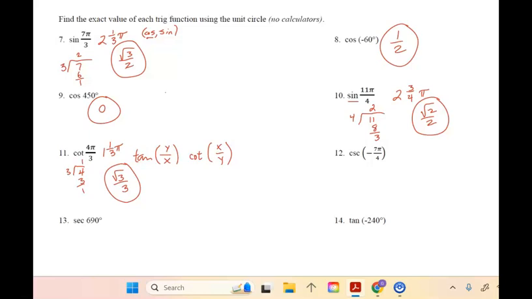All right. Let's do another one. Cosecant is the reciprocal for sine. So we're going to be looking at the y coordinate when we find this angle. And when we find that y coordinate, we're going to flip it over. So negative 7 pi over 4 is negative 1 3/4 pi as a mixed number.